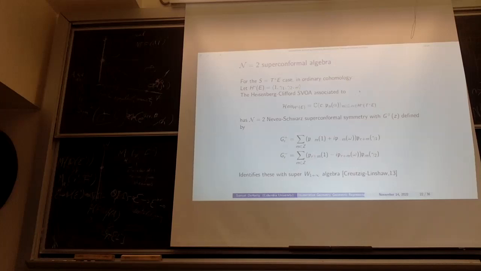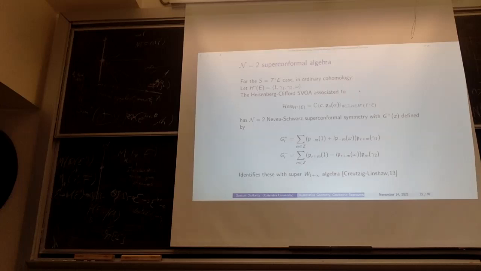And by work of Nakajima and Grojnowski, this algebra that I described on the previous page has a subalgebra, which is the Heisenberg-Clifford algebra modeled on the cohomology of the surface. And then because of the particular structure of the pairing of the cohomology on the surface, we can actually get super currents extending the Virasoro symmetry of the spin two current in the corresponding algebra to a superconformal symmetry by defining the G plus and G minus operators according to these formulas, where these are Nakajima operators by particular cohomology classes.